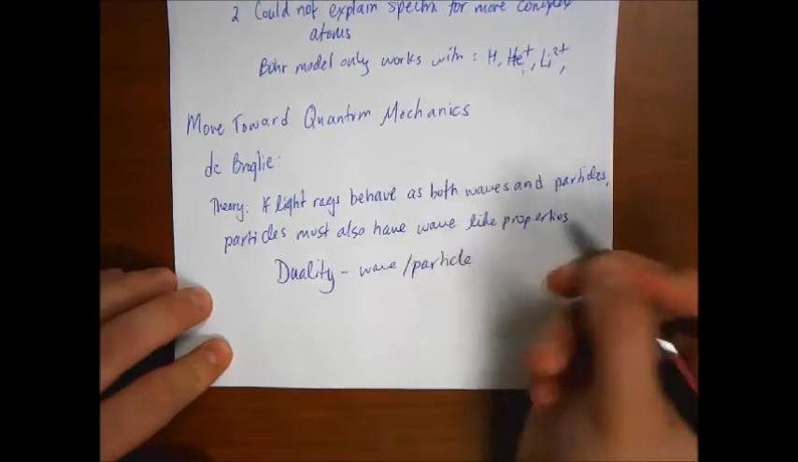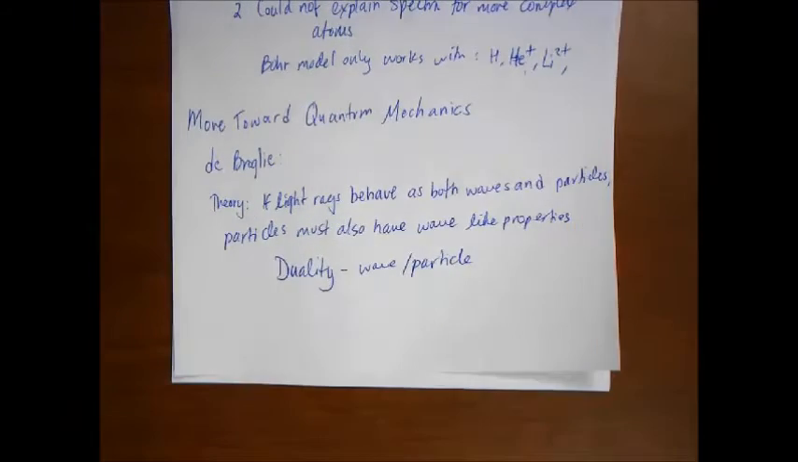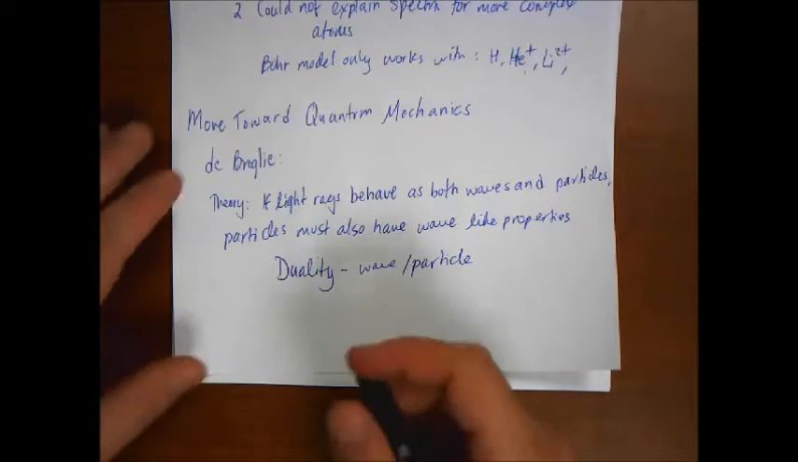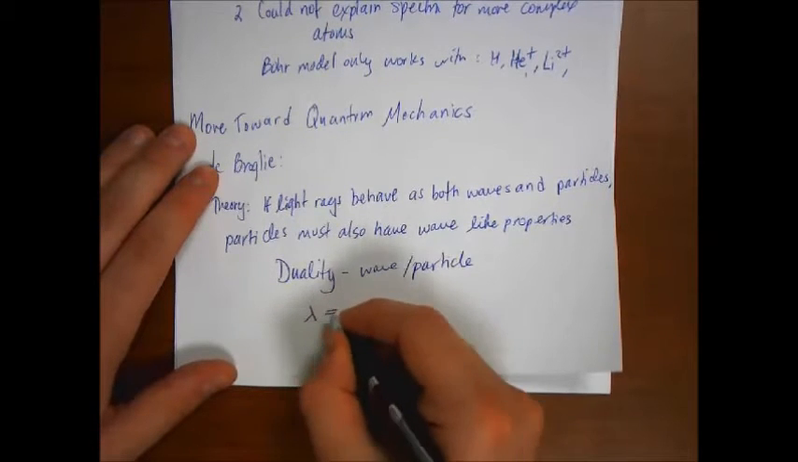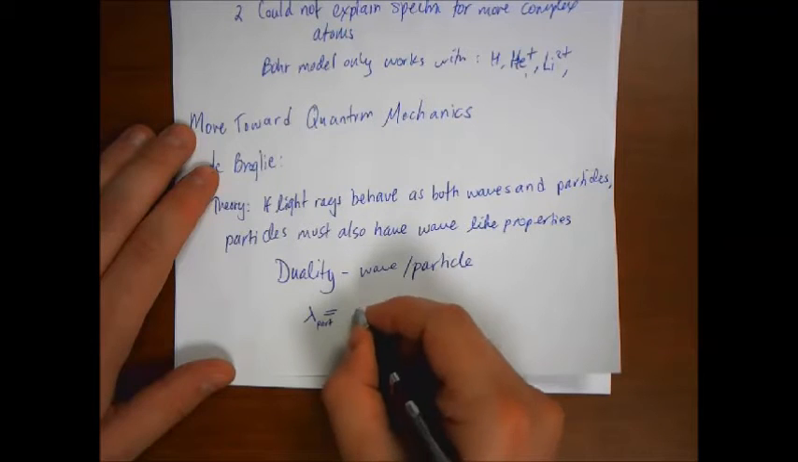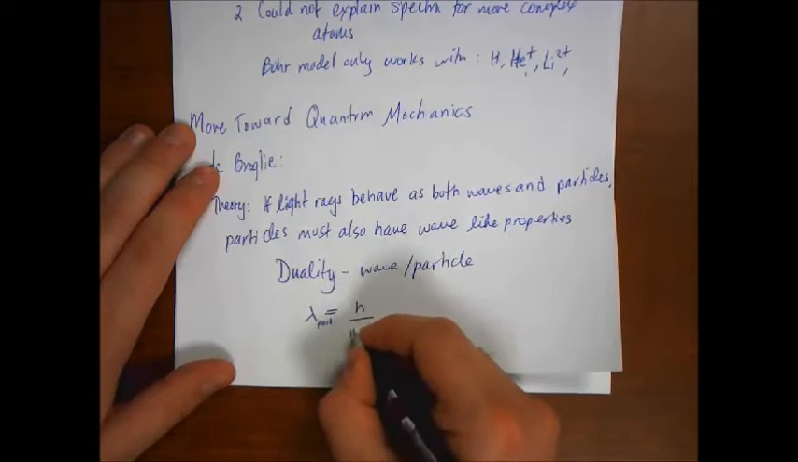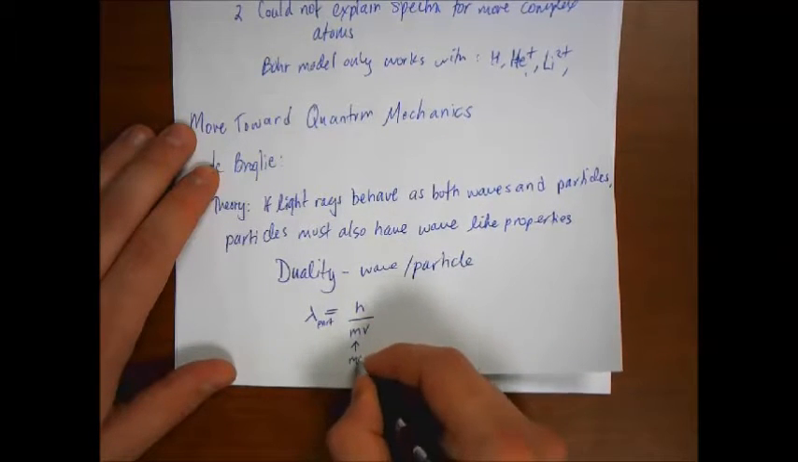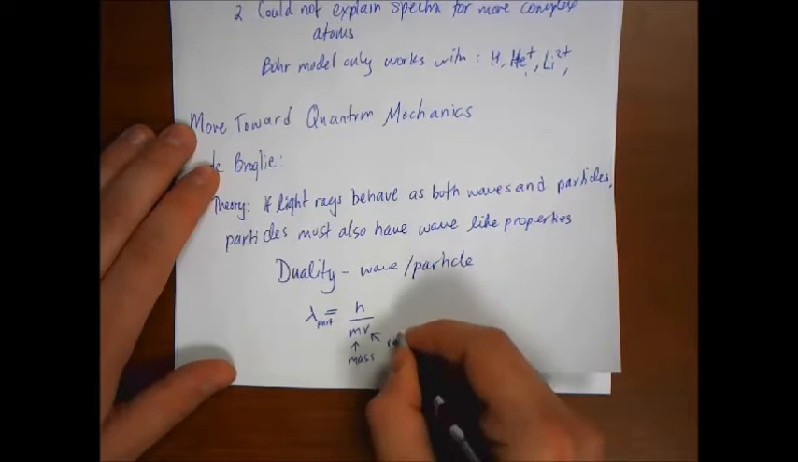So even though it's strange to think about, we as human beings, which are large macroscopic things, not only have mostly particle-like properties, but we also exist in some small fraction as a wave. And this is the only way that light can interact with us. So what he basically said was that the wavelength of a particle has got to equal h over mv, where this is the mass of the particle times the velocity of the particle.